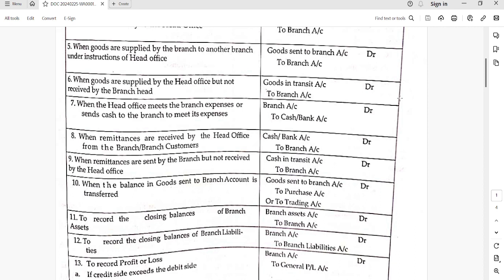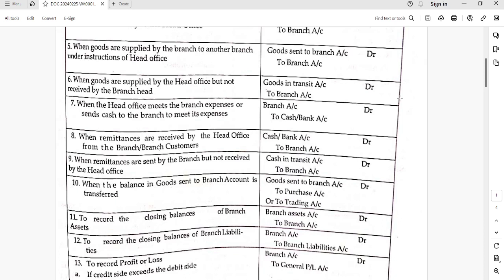Point 11: when the balance in goods sent to branch is transferred. Whatever the balance of the branch account is regarding the goods, it will be transferred to the purchase account or trading account, mainly the trading account. When we have a lot of goods and are going to transfer them to the HO, the journal entry will be goods sent to branch account debit to trading account.